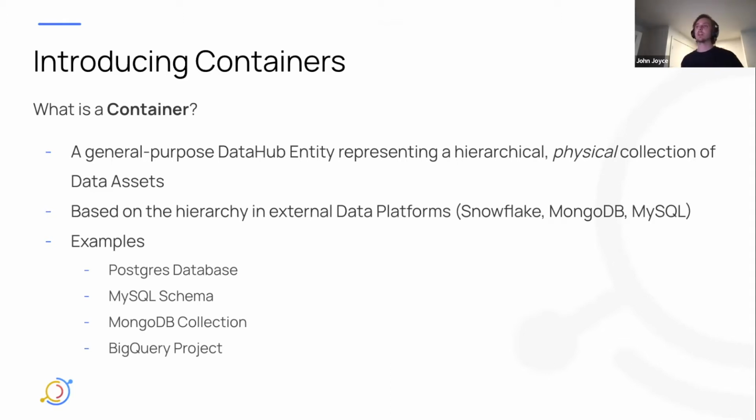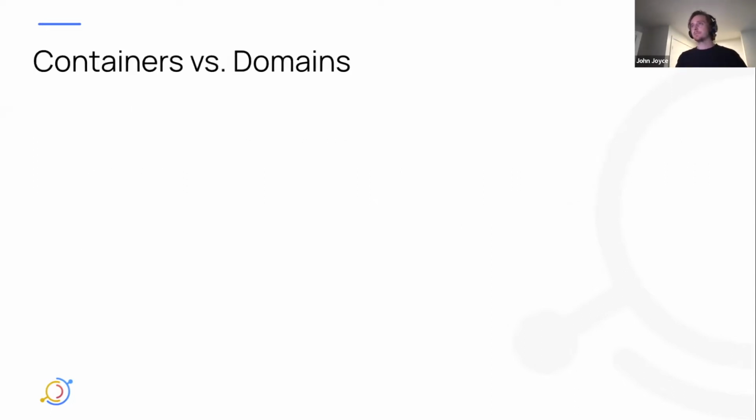And this physical collection typically will come directly from that third-party source, like Snowflake, MySQL, BigQuery. The common ones you think of are databases, schemas, maybe projects in the case of BigQuery. So that's pretty much the examples here.